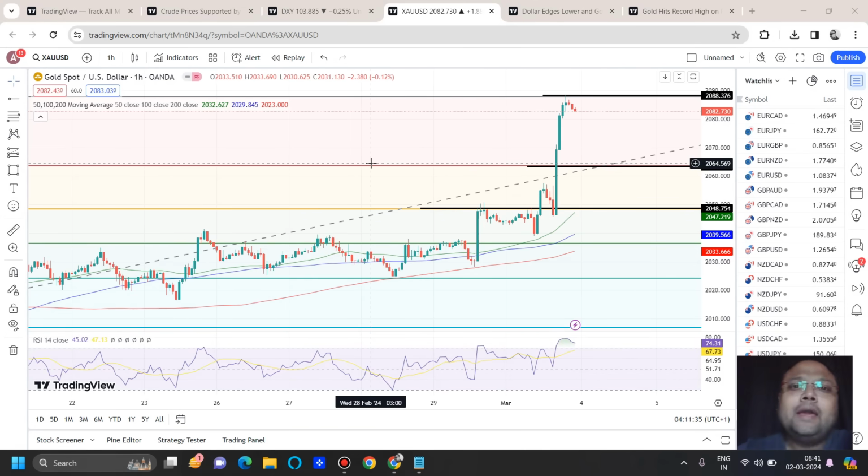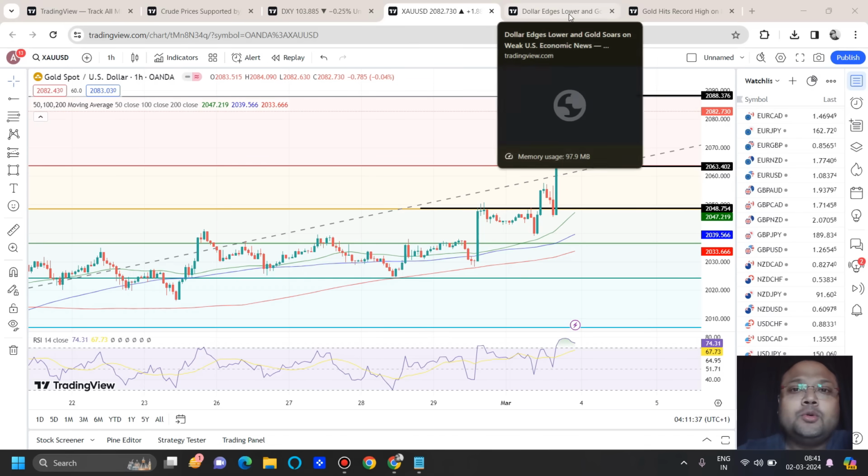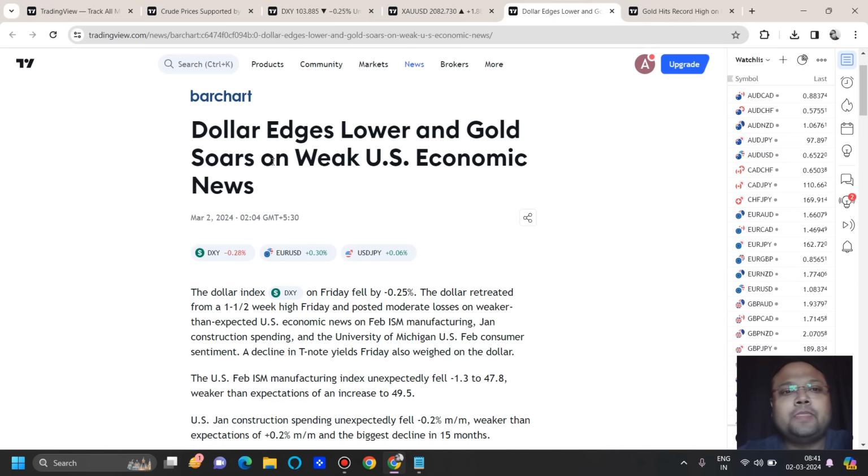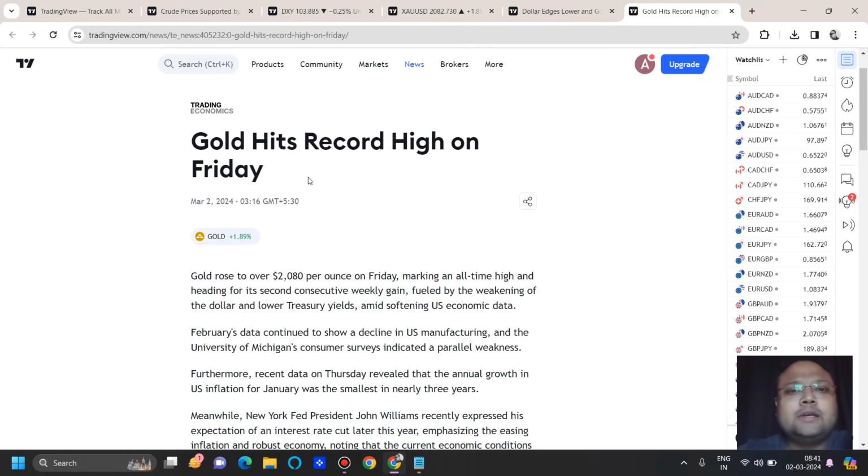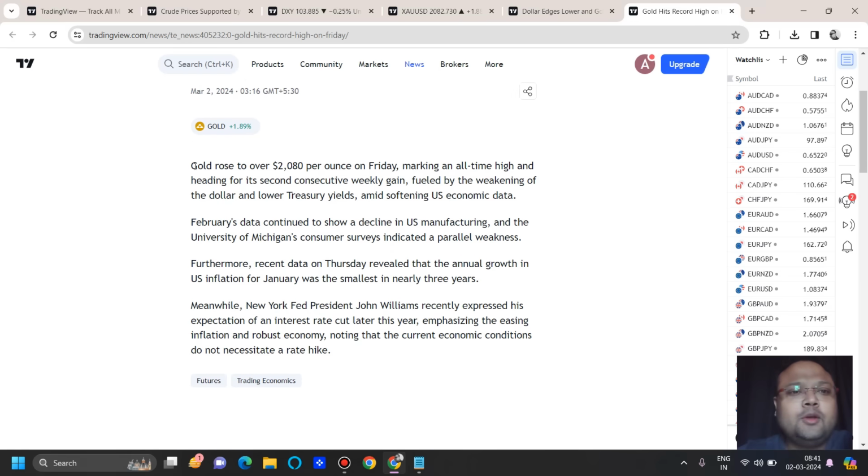If you're wondering why it happened, then you need to look at the news. Dollar edges lower and gold soars on weak US economic news. Gold hits record high on Friday. Gold rose to over 2080 per ounce on Friday, marking an all-time high and heading for its second consecutive weekly gain, fueled by the weakening of the dollar and lower treasury yields amid softening US economic data.